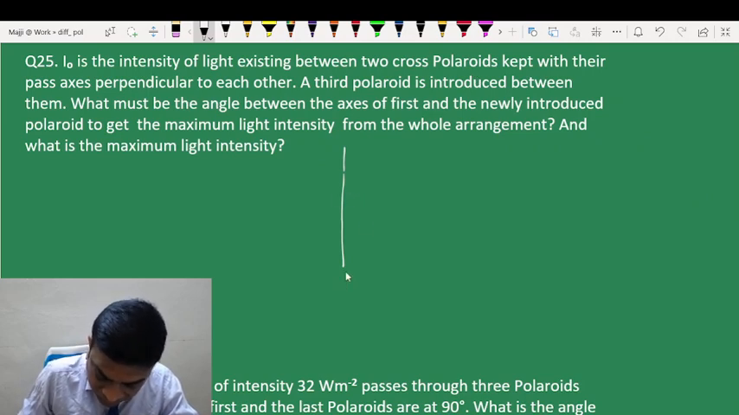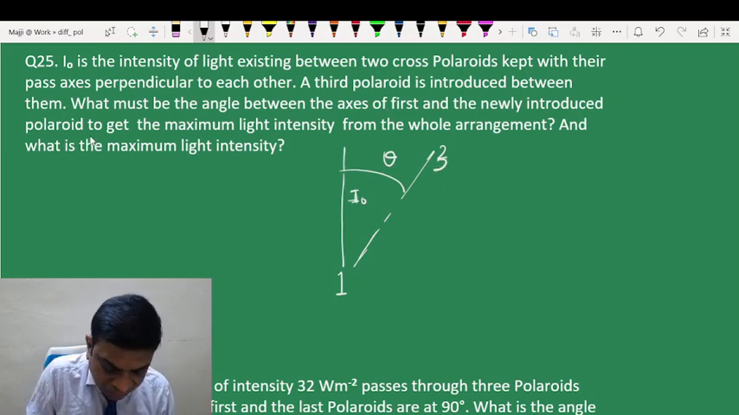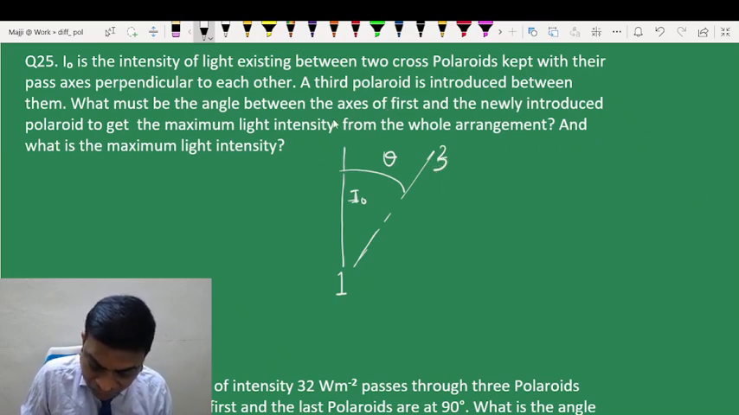Okay, so that means this is the first Polaroid, and here already I naught intensity is there. Then you introduce another Polaroid, let us say the second Polaroid, at an angle theta. This is the third Polaroid introduced between them. What must be the angle between the axis of first and second? This is what is required. Then you have the second one, which is inclined at 90 degrees minus theta.